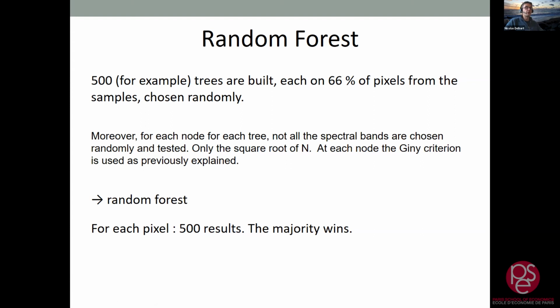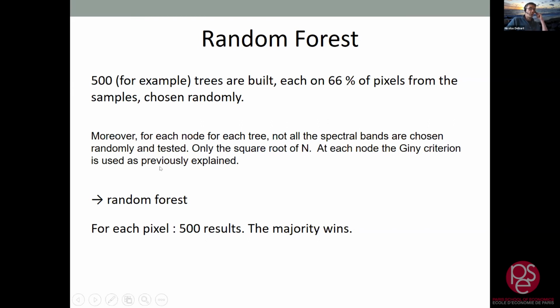The second introduction of randomness is that for each node of each tree, not all the spectral bands will be chosen to carry out the Gini factor calculation and comparison. Only the square root of n, n being the number of spectral bands. So if we have 6 spectral bands, it will be rounded to 2. So if we have a Landsat image, at each node of the tree, only 2 spectral bands will be tested. And these 2 spectral bands are chosen randomly among the 6 spectral bands.